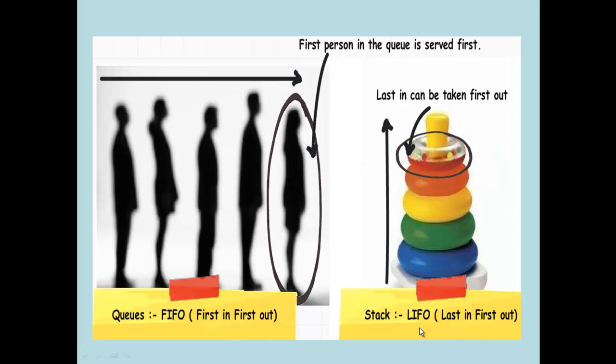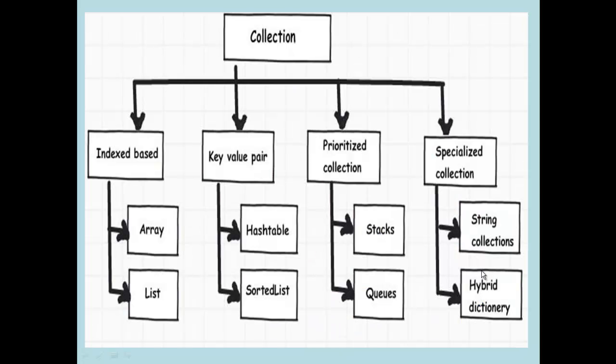So in other words, if you're looking at a particular sequence of accessing the elements, for example LIFO and FIFO, then probably you will use the prioritized collections, that is queues and stacks. The last section is the specialized collection. Now, specialized collection is a very special category, where there are very special collections. For example, there are 2 or 3 different types of string collections, which are very specifically meant for strings. For example, there is a hybrid dictionary, which starts first as a list and then becomes a hash table. So the last category, specialized collection, is like an out of the box collection meant for a very specific purpose.